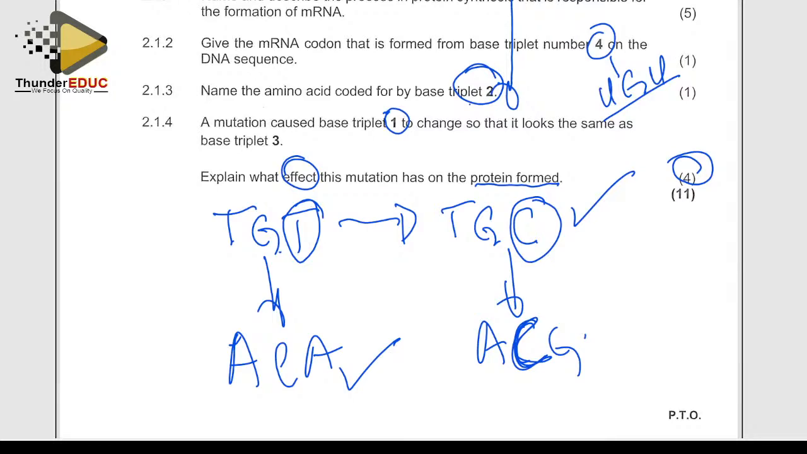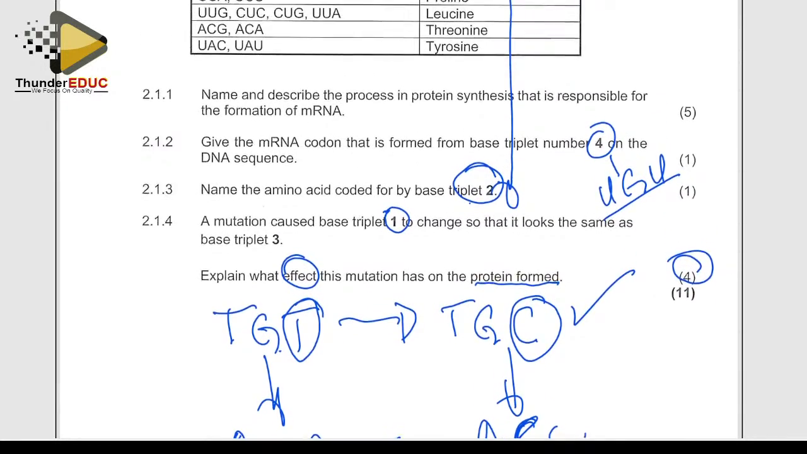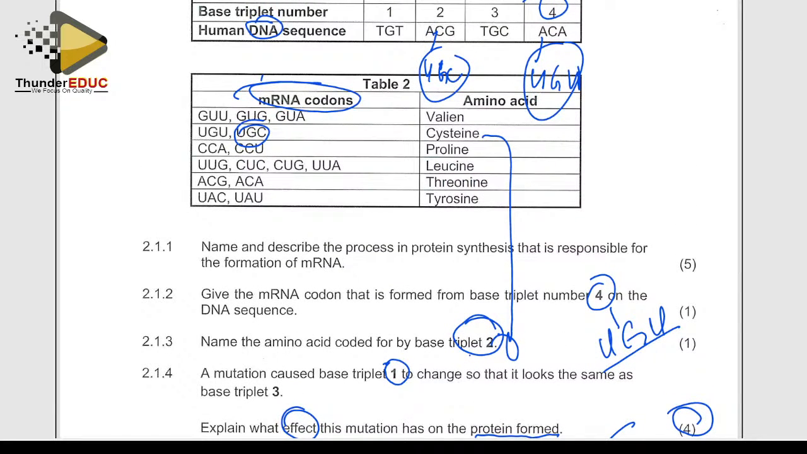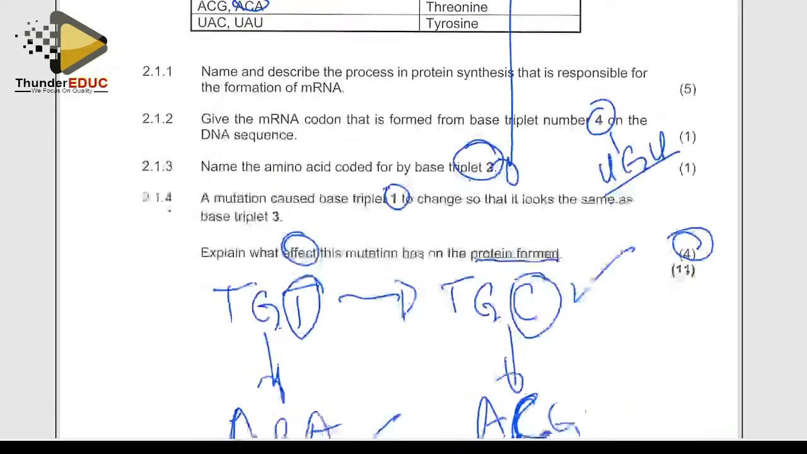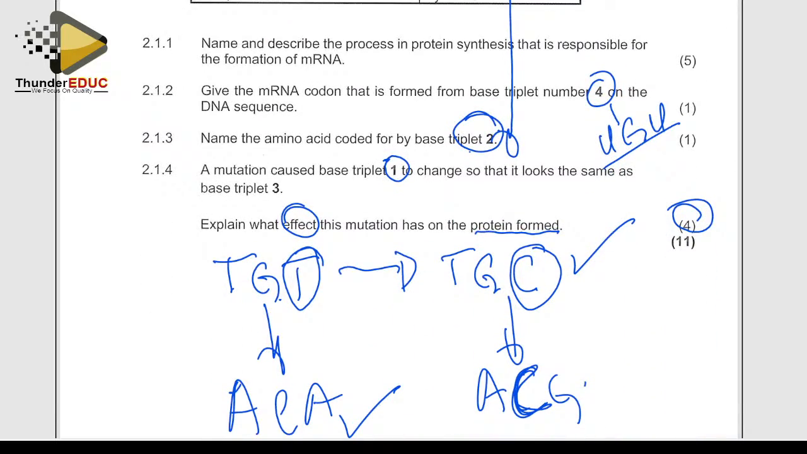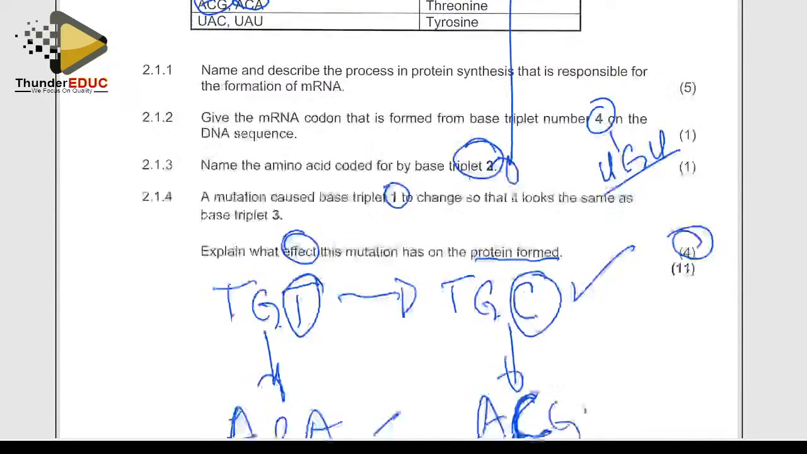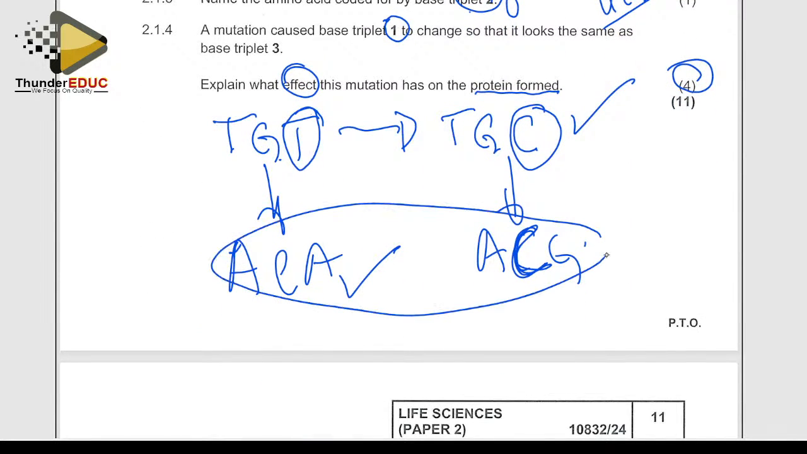Then you tell us, what do these ones code for? ACA is threonine. And then ACG is the same thing, threonine. So you tell us that these two code for the same amino acid, which is threonine. You understand? Because it is the same amino acid, it's another mark.